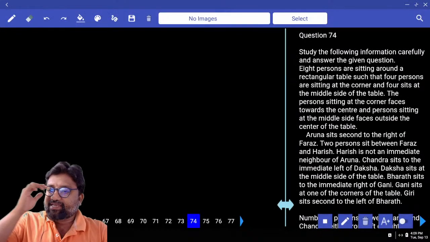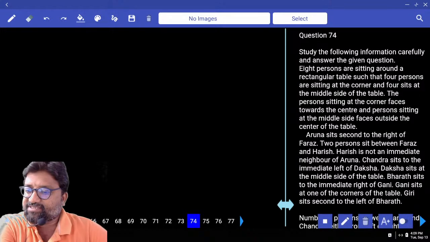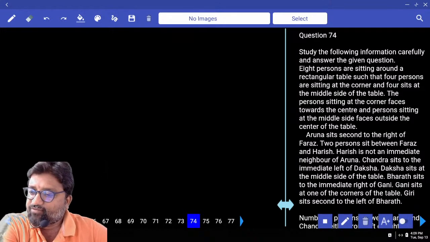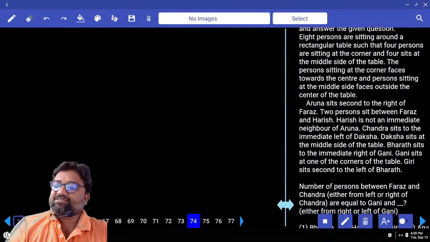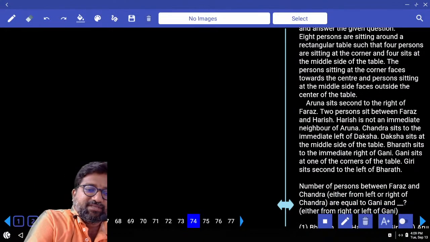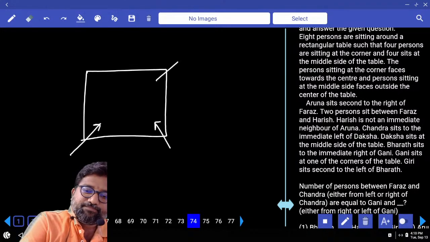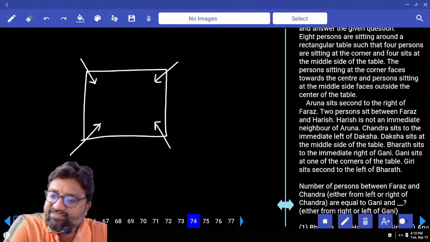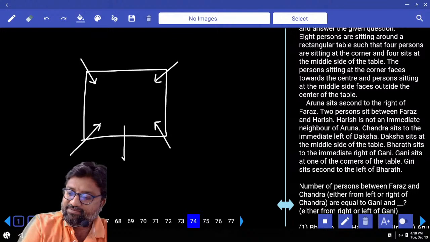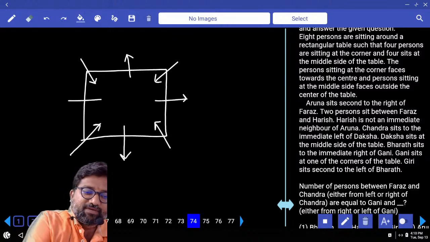How many percent? 8%. Rectangular table and 4 of the sides. Person sitting, of, person sitting, done.